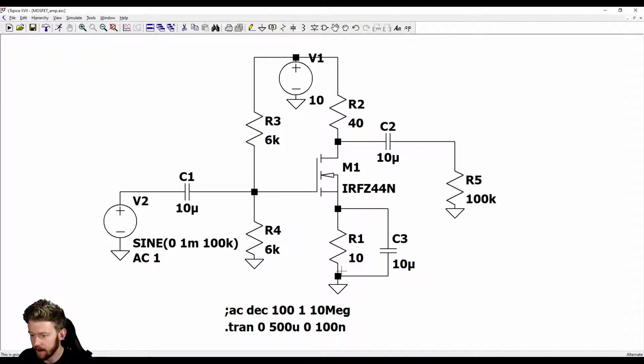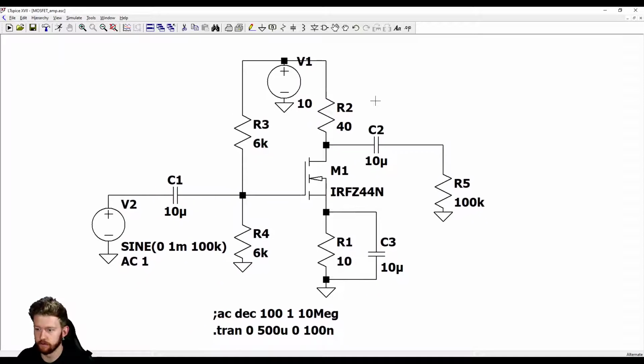So I've got this 10 ohm source resistor here in parallel with a 10 microfarad capacitor. I've got a 100 kilo ohm load resistance here with a 10 microfarad capacitor blocking that DC. Our 40 ohm drain resistor, 6K and 6K gate resistors. Now I have, again, this DC blocking capacitor here on our input.